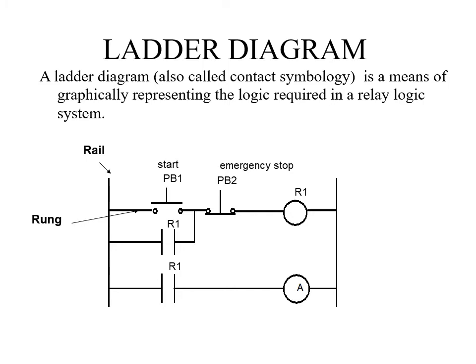There will still be current flow from the left rail to the right rail via this R1. And then on the lower rung, we also have R1. So when R1 is turned on, the A output will also turn on. And then if we want to turn this off, we can just switch PB2, the emergency stop button, to switch the entire system off.